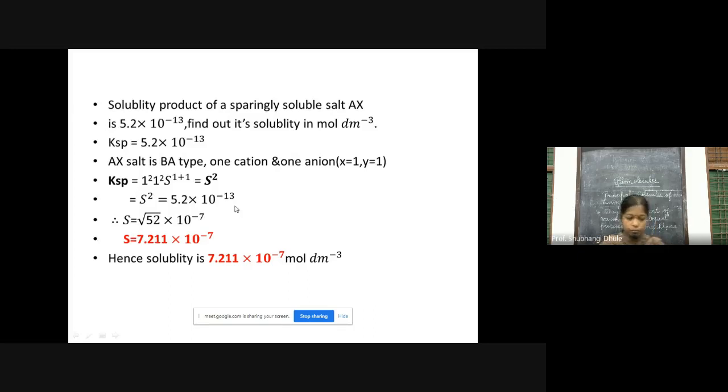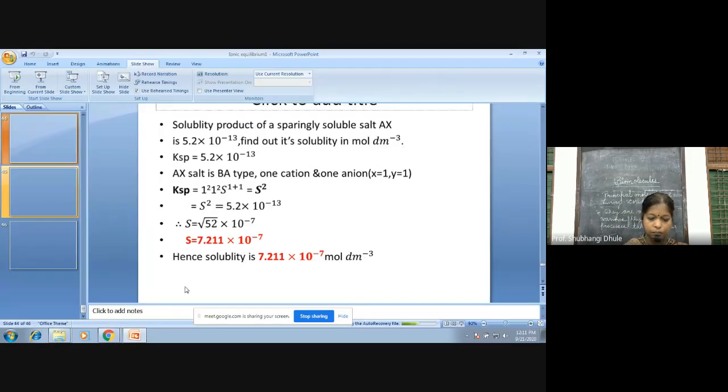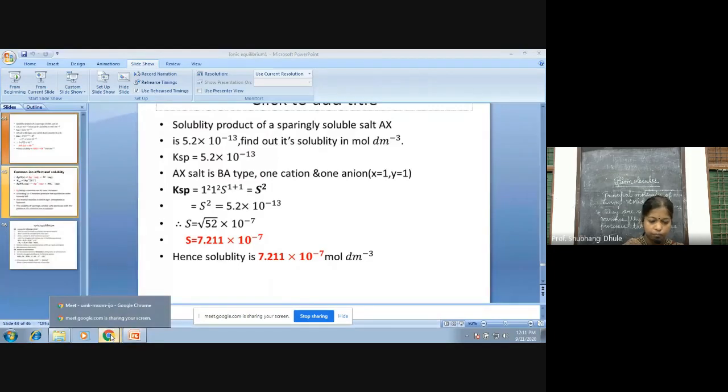And now this is the end of this chapter on ionic equilibrium, and in the next lecture we will go for the next chapter.